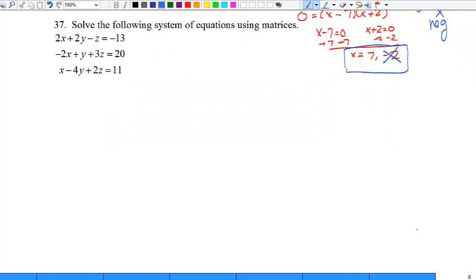Alright, the last problem we have: solve the following system using matrices. Every single part that you can get correct, every single matrix, I'm going to give you some credit on, so don't just skip this. I think you can get some points here.